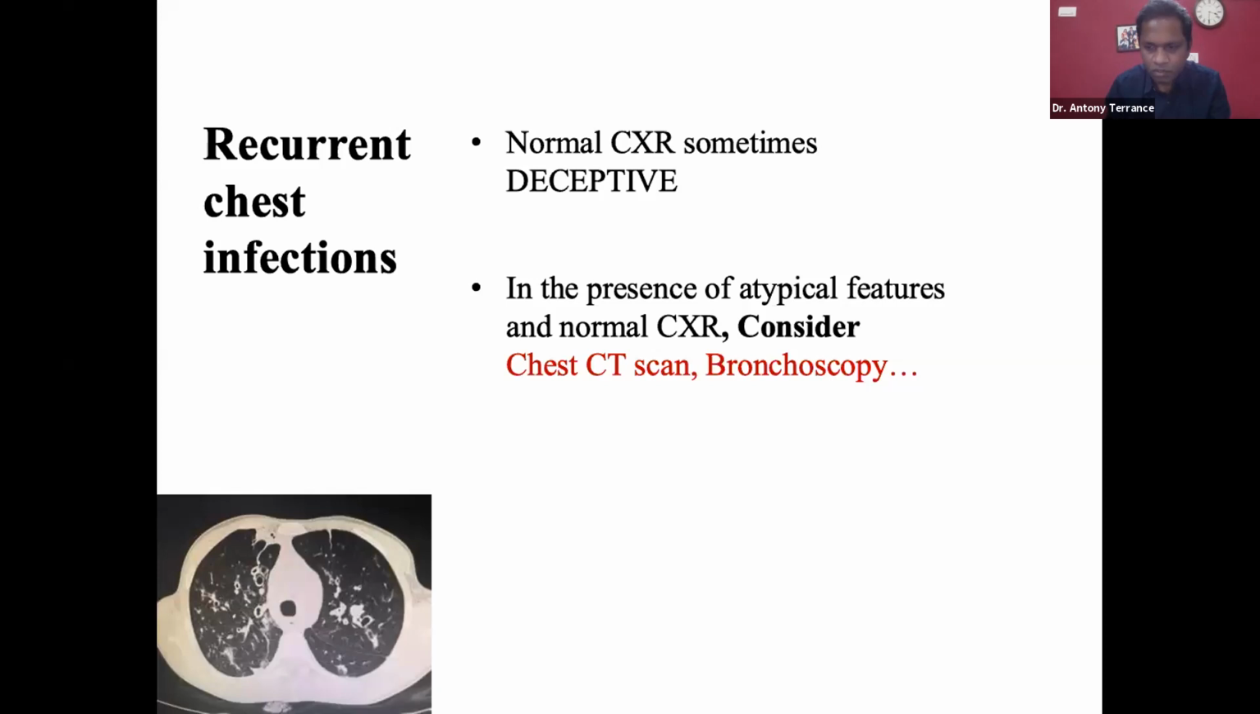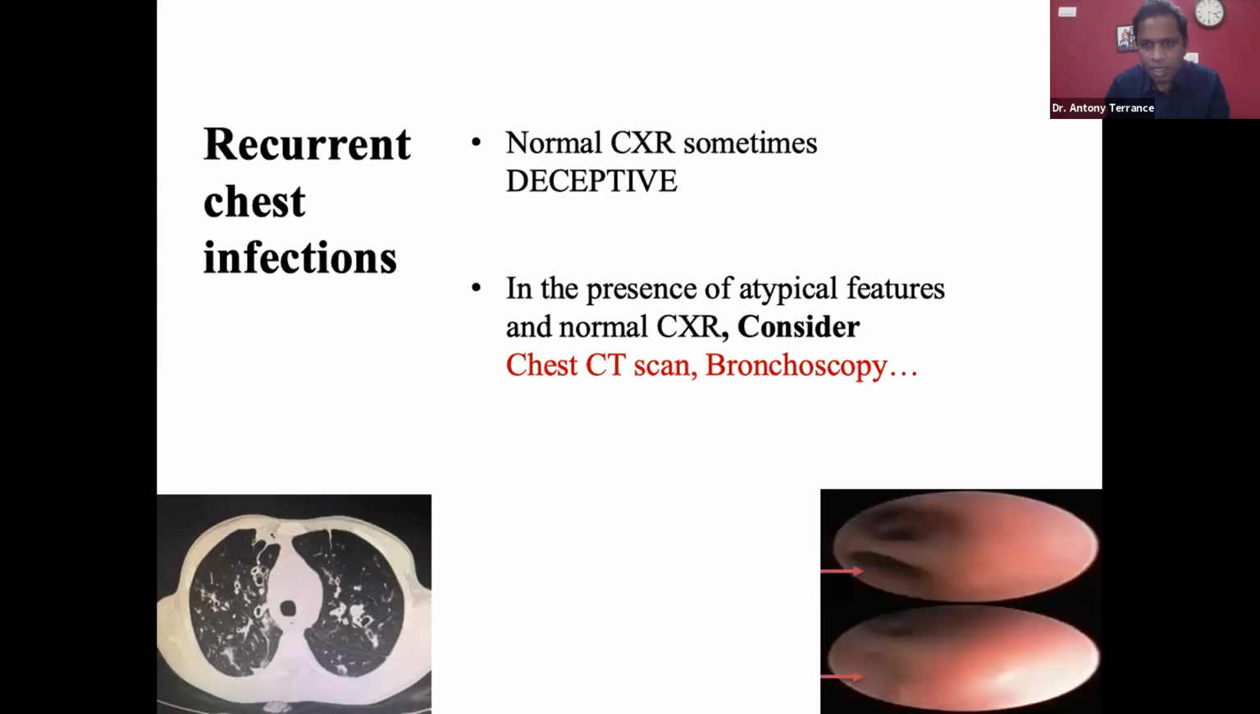And this is what CT will show, but the X-ray can be normal. And this is what bronchoscopy will show. The X-ray can be normal. Here on the left side, you can see bronchiectasis. On the right side, you can see airway malacia, in inspiratory and expiratory film. The expiratory film shows occlusion of the left lower lobe bronchi. The CT can be normal as well.